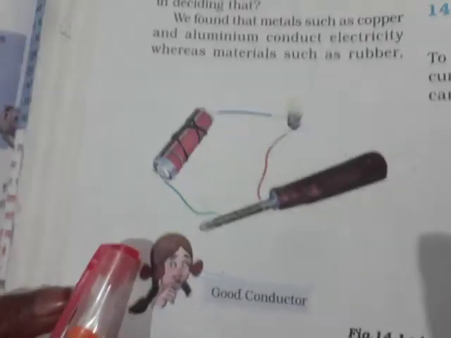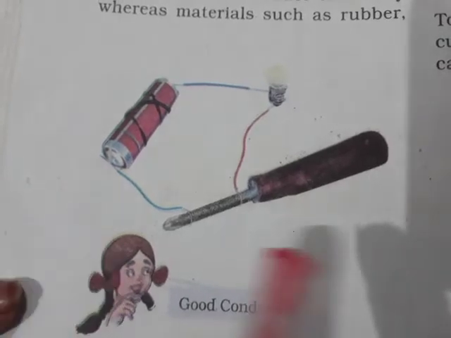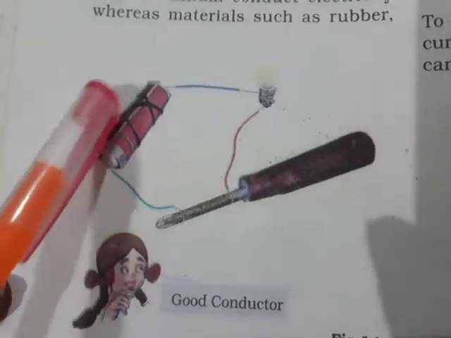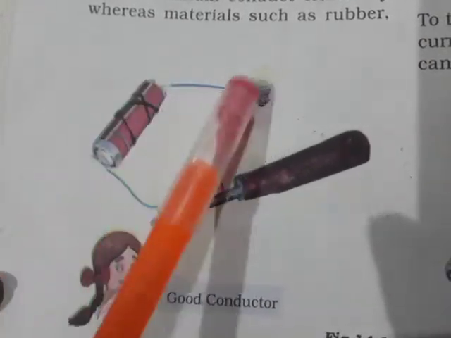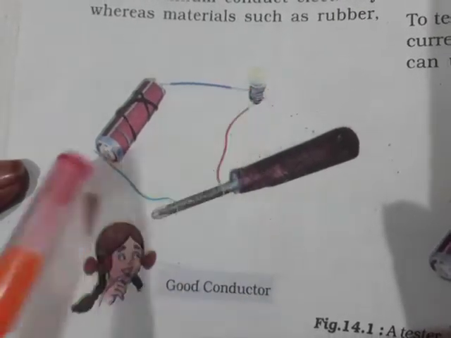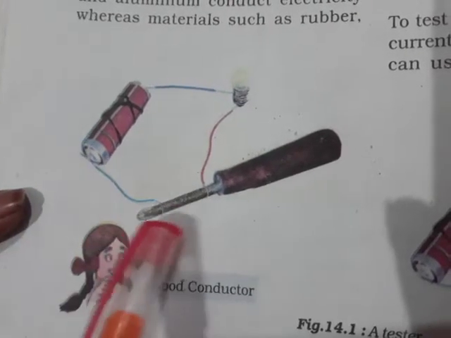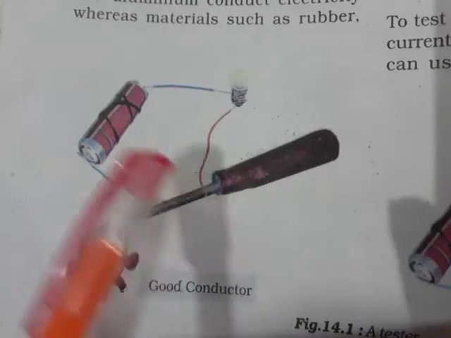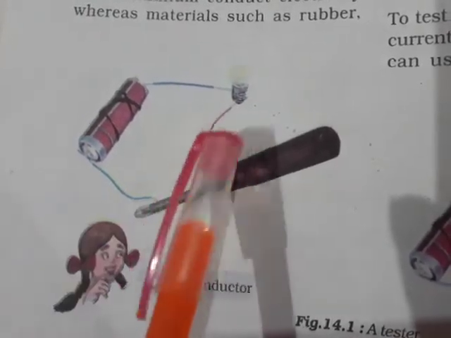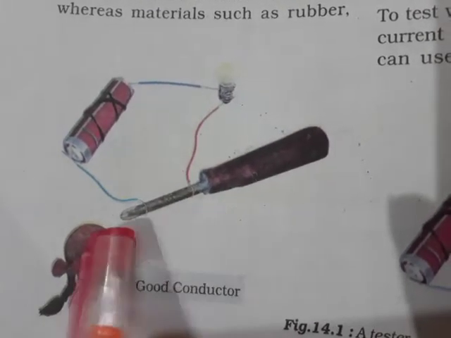This diagram is showing a tester. It is a cell. The wire connects from this cell. One wire connects with the positive terminal of this cell. The other wire connects with the negative terminal of this cell. This wire connects with the tester and this wire connects with a bulb. Both wires connect with the conductor part of the tester.